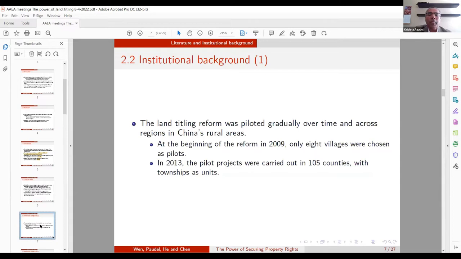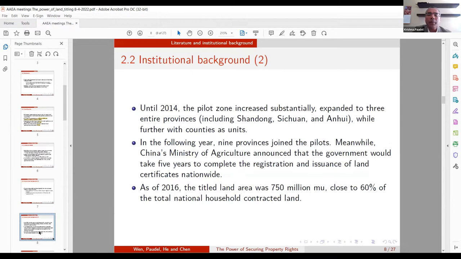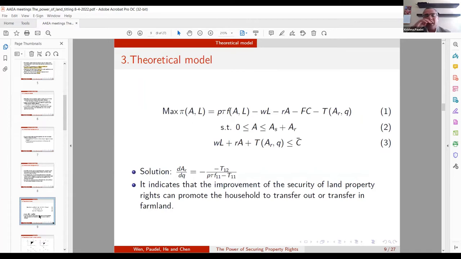So again, as I mentioned, in China, in 2009, the program started, and I already mentioned this one. More background here. Here is the basic theoretical model. We're trying to maximize profit based on the total land cultivated and the labor available in the household. This is the revenue, and this is the cost of labor. This is the land rental, this is other cost, and this is the transaction cost. And our budget constraint is this one. Taking the first derivative and manipulating the equation, we finally get this term right here. And this basically helps us understand what happens with land titling and land property rights, okay?